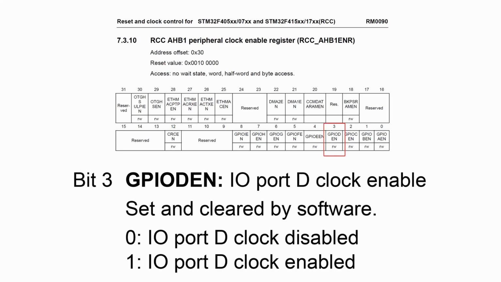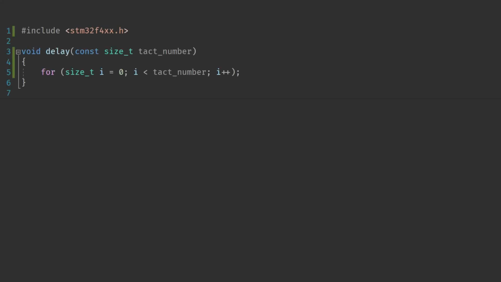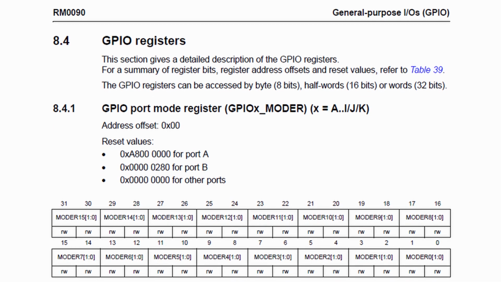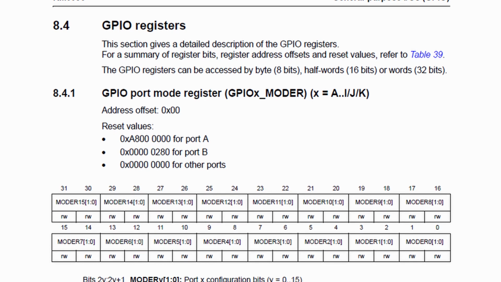Getting to the point, we should enable the clocking of port D. Taking into account that most of the work with clocking is performed by writing bits or registers, let's go to the corresponding section of the reference manual and understand that we should write this line of code in our main function. Now let's go to the GPIO section of the manual and explore the available settings.